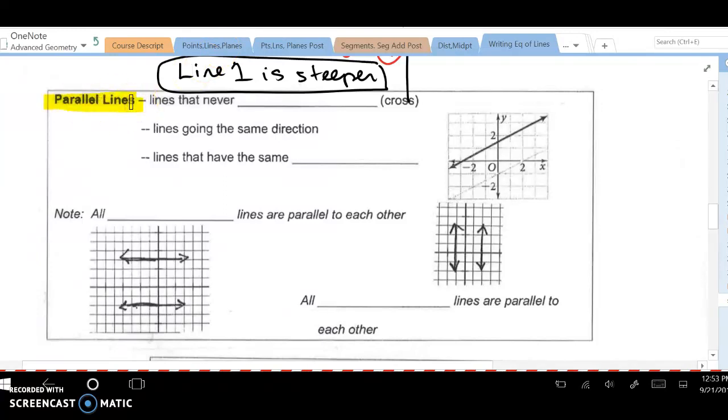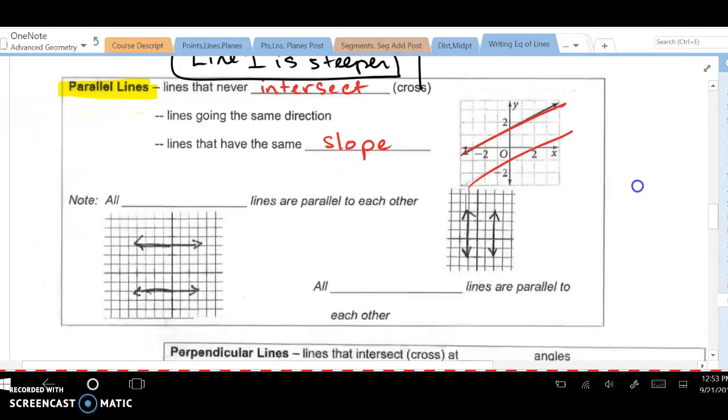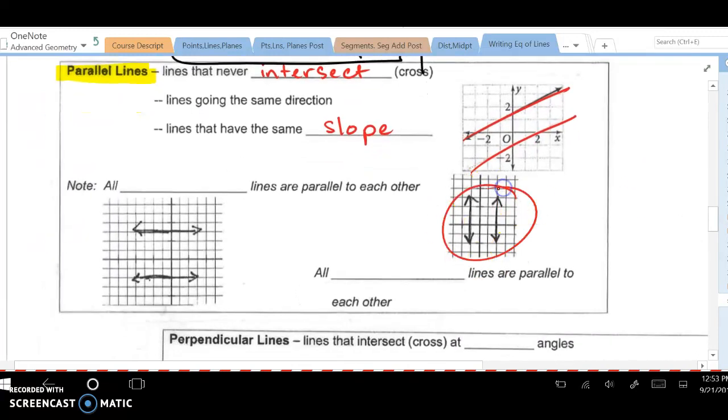So parallel lines are lines that never intersect. They never cross. They're lines going in the same direction. They're lines that have the same, I hope you remember, the same slope. So here we have 2 parallel lines. Okay, and just a little reminder here that all vertical lines are going to be parallel to each other. That just makes sense. They're both going straight up, and all horizontal lines would be parallel to each other as well. Okay, that's parallel lines.